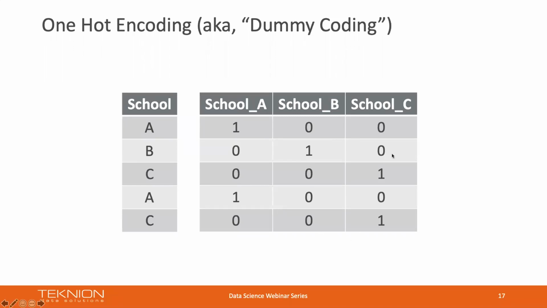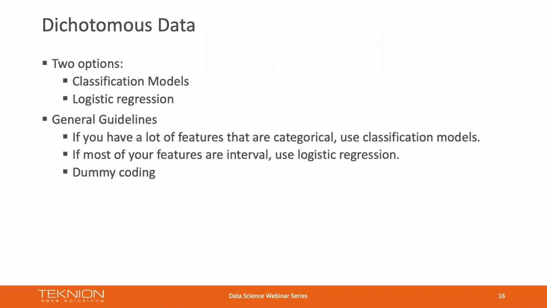And so as a general rule of thumb, that's why we said before, if you have a lot of features that are categorical, meaning predictor variables that are categorical, you generally want to use classification models. And if you have a lot of features that are interval, you want to use logistic regression, okay?